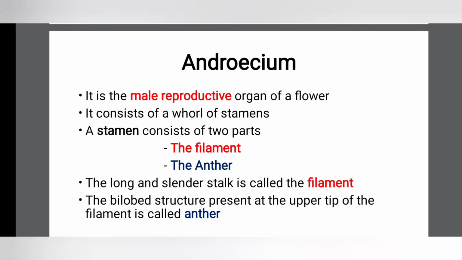Androecium. It is the male reproductive organ of a flower. It consists of a whorl of stamens. A stamen consists of two parts, the filament and the anther. The long and slender stalk is called the filament. The bilobed structure present at the upper tip of the filament is called the anther.